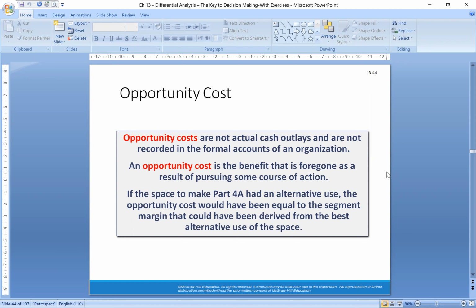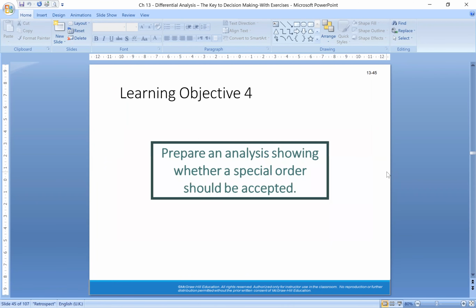Now, if the space to make the part 4A had an alternative use, the opportunity cost would have been equal to the segment margin that could have been derived from the best alternative use of the space. Which means, for our question, if we have a place to make this part and we can do something else with the place, we can have a benefit from that place, which means this is an opportunity cost. We do have an exercise about the opportunity cost. If it is related to make and buy, we have to include the opportunity cost in our decision. Any question?